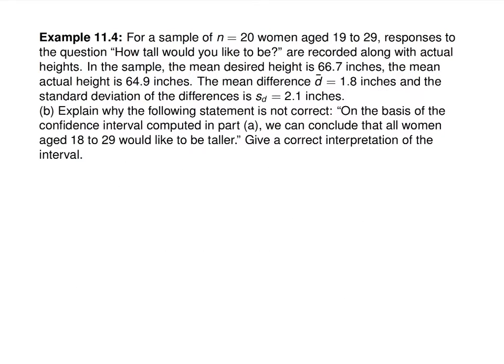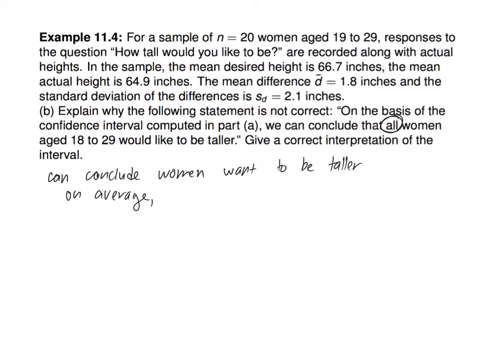Okay. Explain why the following statement is not correct. On the basis of the confidence interval computed in Part A, we can conclude that all women would like to be taller. Which part of that is wrong? All. Because this is really a statement about the average among all women. Does that make sense? So how you would change it, or what we can conclude: women want to be taller on average, not necessarily all.